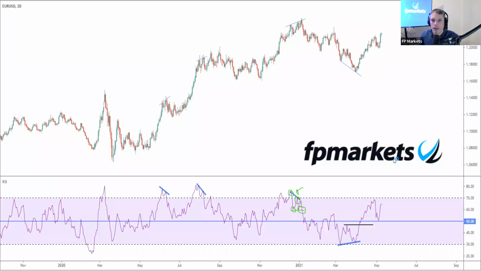Okay, pretty simple stuff, guys, but something that I believe really can add weight to your trades. It really, really can add weight.